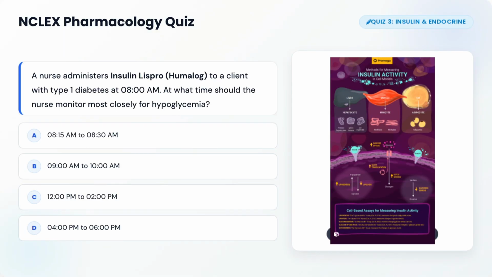Next, let's look at insulin. A nurse administers insulin Lispro to a client with type 1 diabetes at 8 a.m. At what time should the nurse monitor most closely for hypoglycemia? A. 8:15 a.m. to 8:30 a.m. B. 9 a.m. to 10 a.m. C. 12 p.m. to 2 p.m. D. 4 p.m. to 6 p.m.